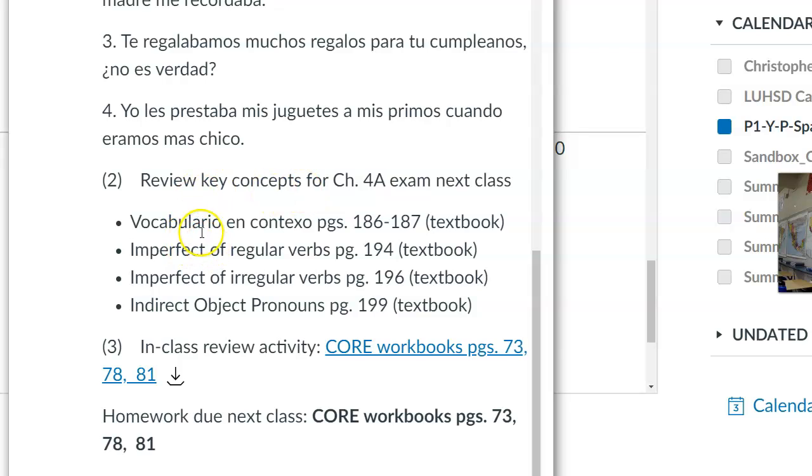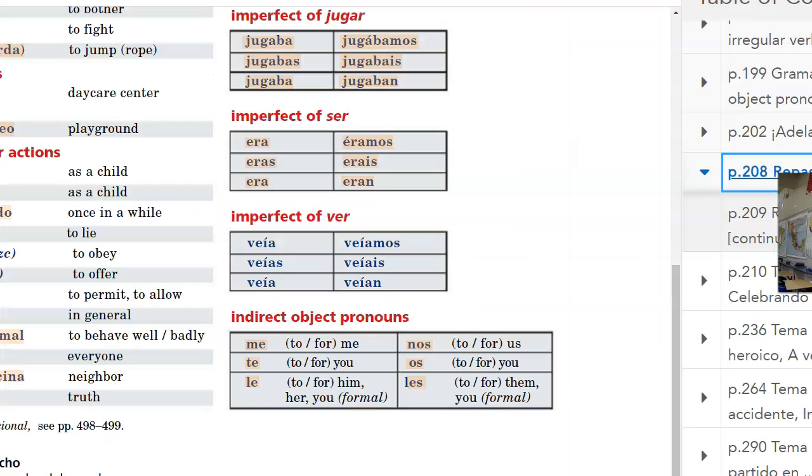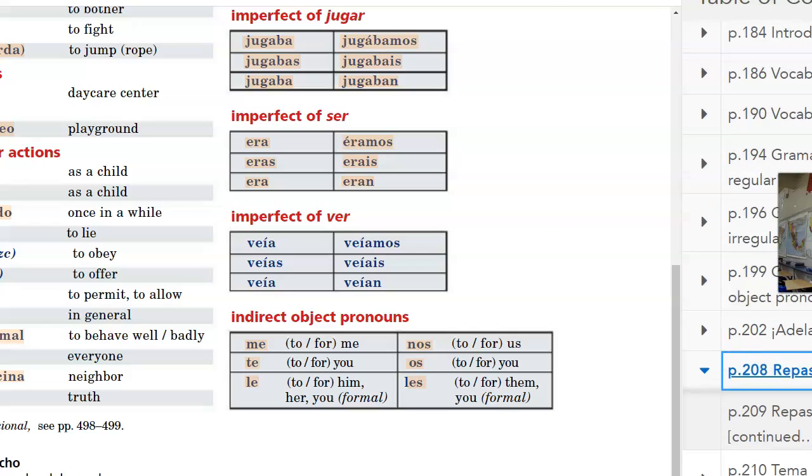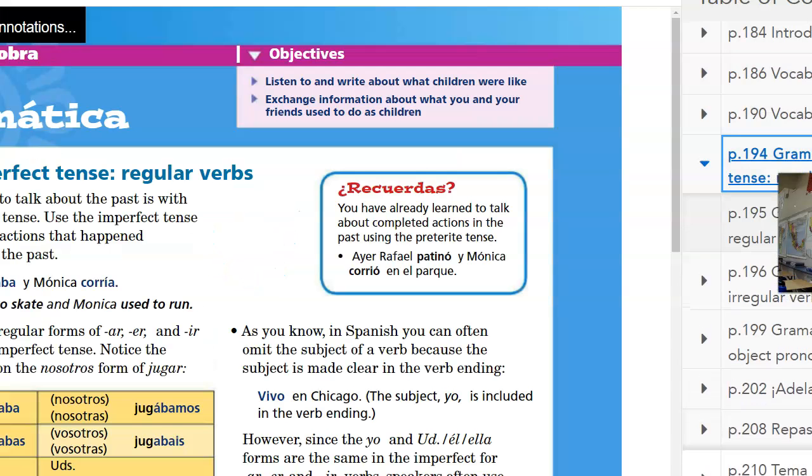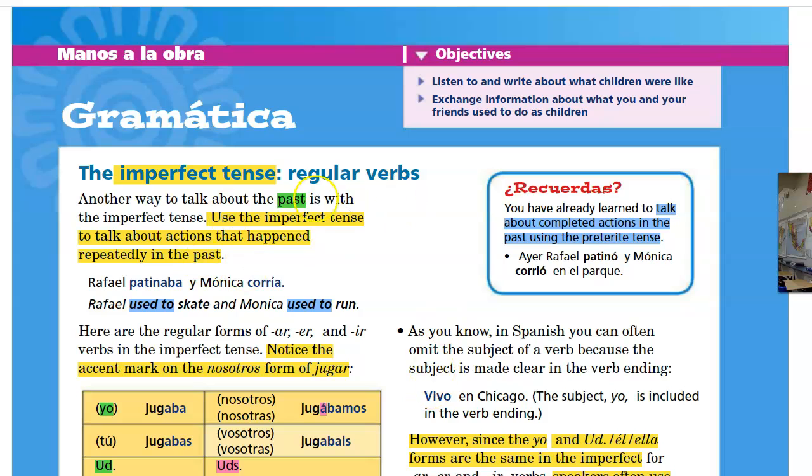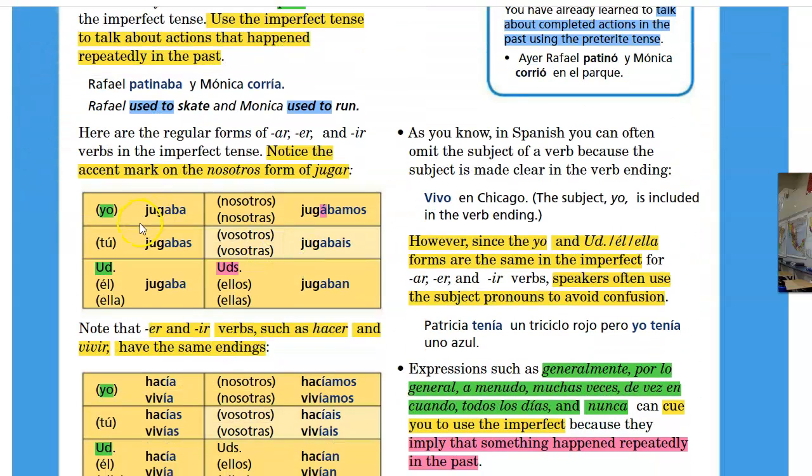And then in terms of the grammar, you have 3 concepts. The first is the regular verbs in the imperfect. That's on page 194. So know those endings of AR verbs and of ER and IR verbs. Remember that the yo form and the el, ella, usted form share the same endings in the past, and that AR verbs have an accent over the nosotros form, the first A in the nosotros form ending. ER and IR verbs, same thing.